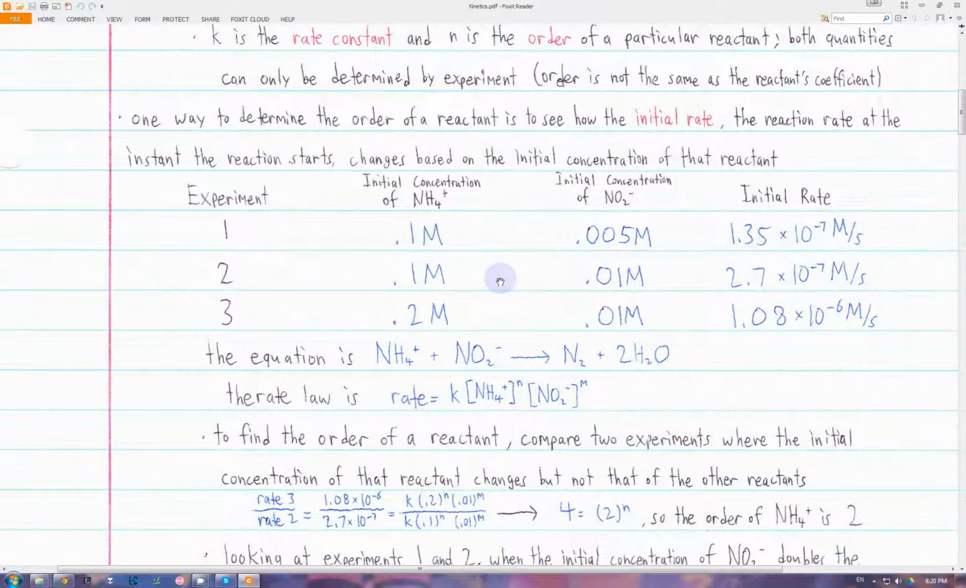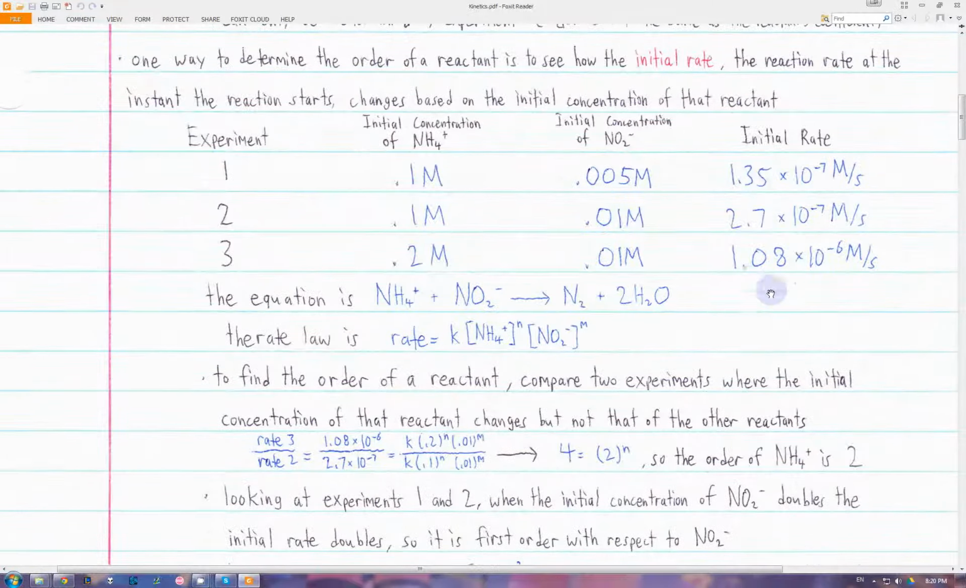So, looking at this table, we have 3 different experiments in which we mixed different initial concentrations of the two reactants and then measured the reaction rate soon after we mix them. So to find the order of one reactant, we're going to pick two experiments in which the initial concentration of that reactant we are trying to find was changed, but the initial concentration of the other reactants did not change.